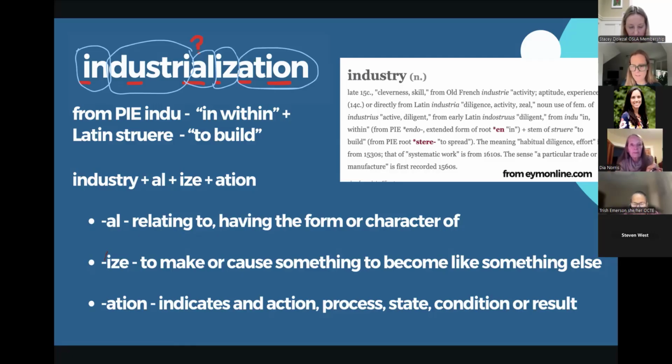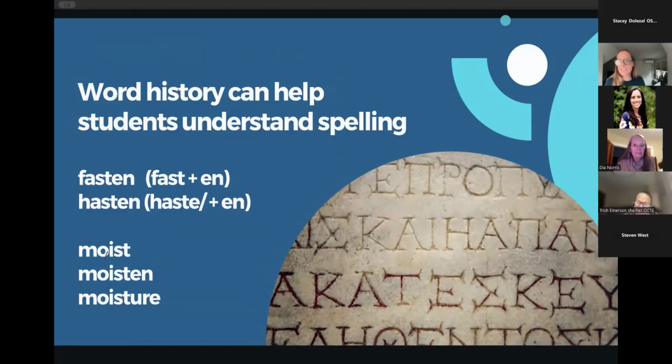Okay, so let's break this down. This is a very complicated word. And industrialization is a process that makes or causes something to have the form or character of industry, which means to have this concept of building within. So an inherent quality of building. So I don't know, I just get really excited. I don't know if your students will, but get really excited. So word history can help. We only have 12 minutes remaining. I'm going to be quicker about this.